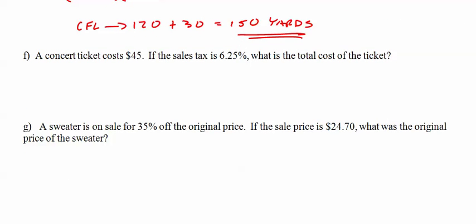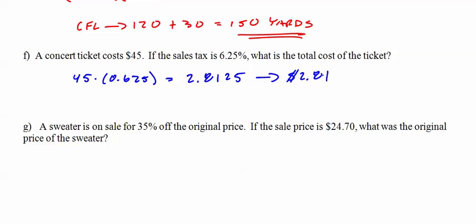Concert ticket costs $45. Sales tax is 6.25%. So 45 times 0.0625. Gotta blast that one out on a calculator because there's no way I'm doing that in my head. We get 2.8125, which, since we're talking about dollars and cents, is $2.81. The total cost of the ticket means that plus the sales tax. So the total cost will be $47.81.